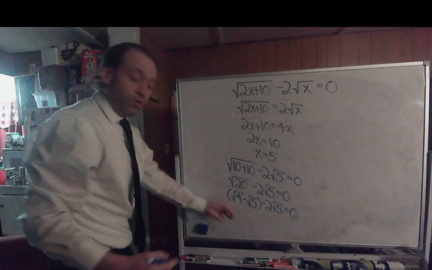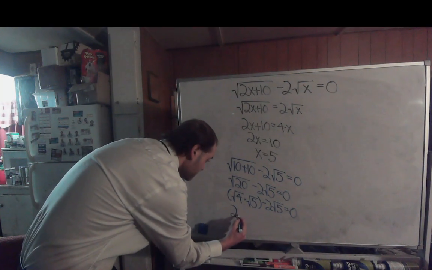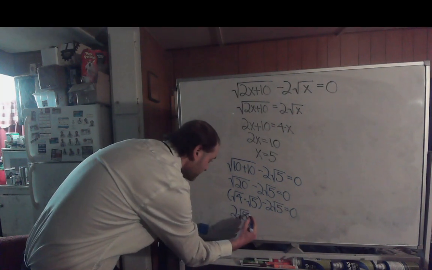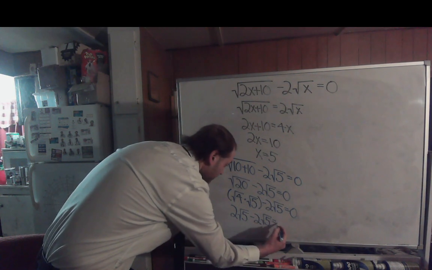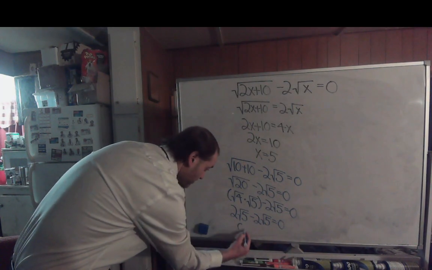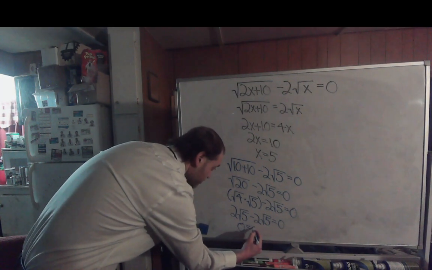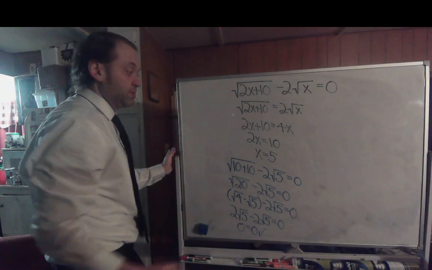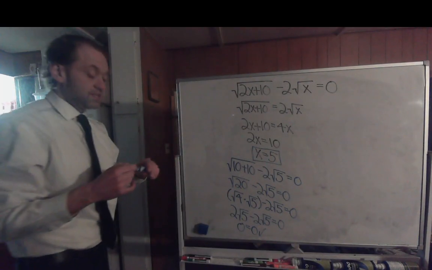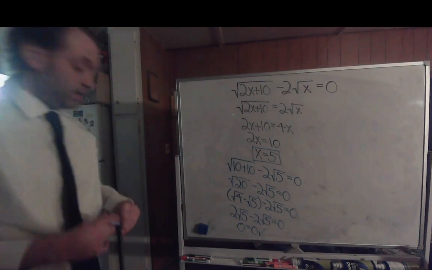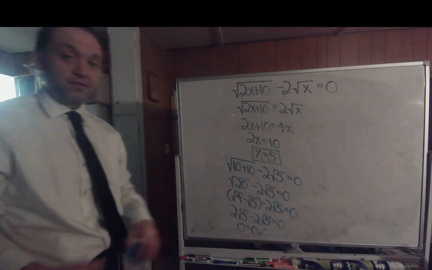Well, square root of 4 is 2. So this would give you 2 times the square root of 5 minus 2 times the square root of 5 equal to 0, which would give you 0 equals 0. You got a true statement on both sides, so yes, x equals 5 works and is the solution to this radical equation. So x would equal 5.